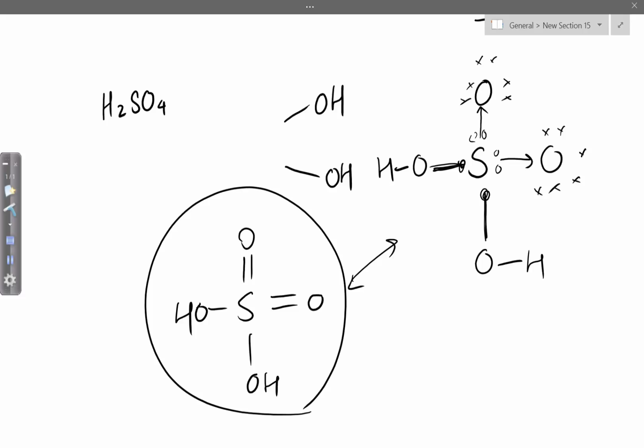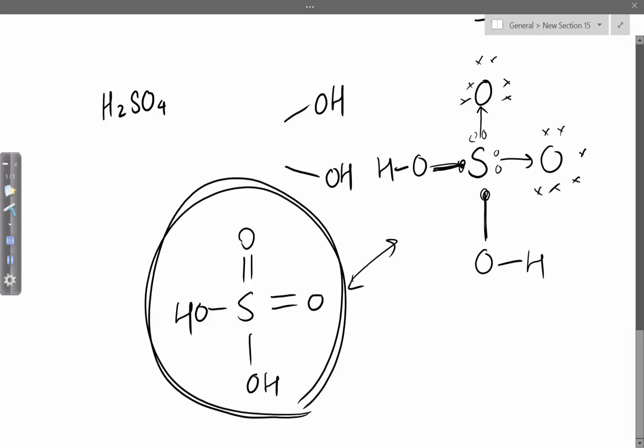I've written it down there if you look at the note. If given a choice between expanding its octet or not, an atom will always expand its octet, right? I'm not saying the other is wrong, I'm just saying that this is more preferred for A levels. So the key point is, if you can expand, you will expand.